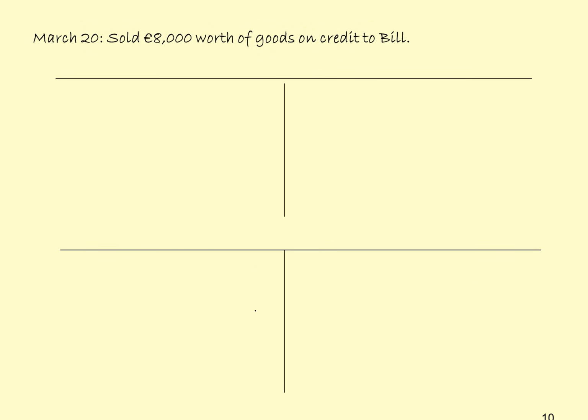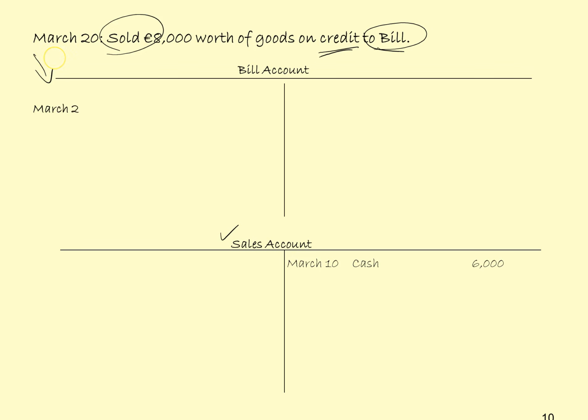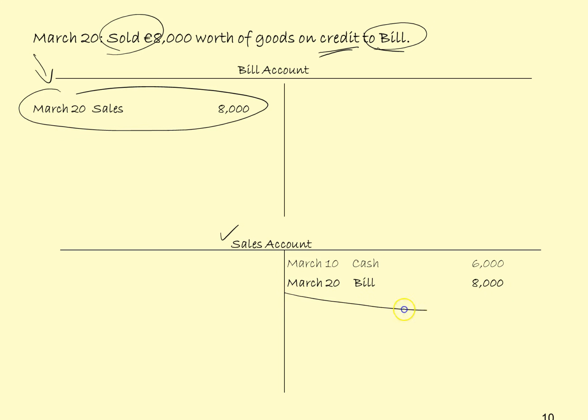March the 20th, sold €8,000 worth of goods on credit to Bill. So we have a sales account, but we're selling them to Bill on credit. We don't have an account for Bill, so we'll open up a Bill account, and if you look back up at your previous ledger accounts, you'll see you have a sales account already with a transaction from the 10th of March on it. So, putting this information in, we're going to debit Bill, March the 20th, sales 8,000, and we're going to credit the sales. If you weren't too sure what to do with Bill's account, you'd know that when you sell goods, you always credit the sales account, so you must be debiting the other account.